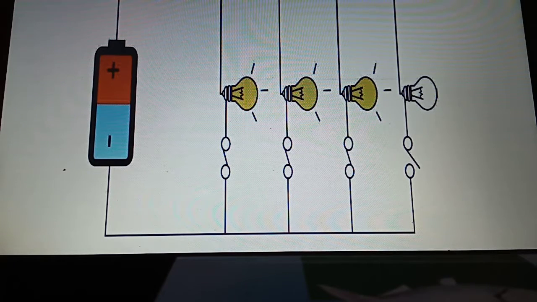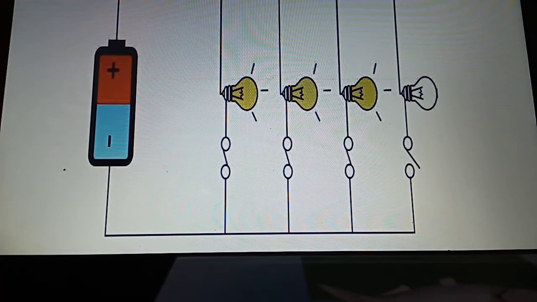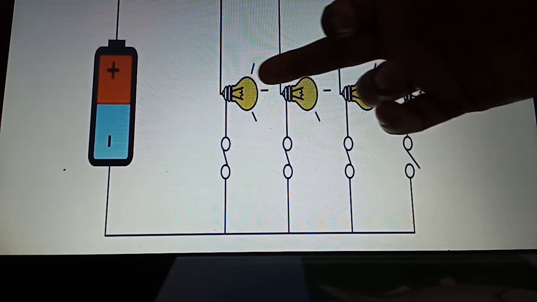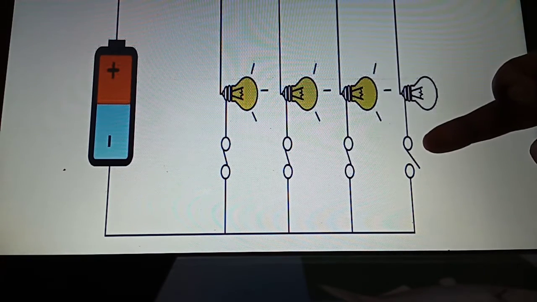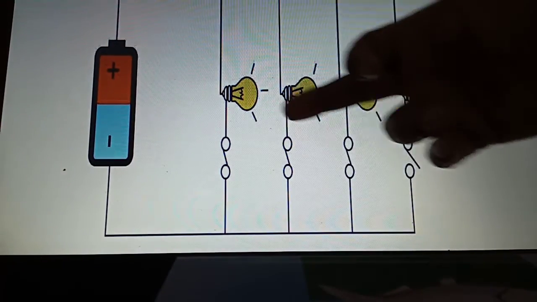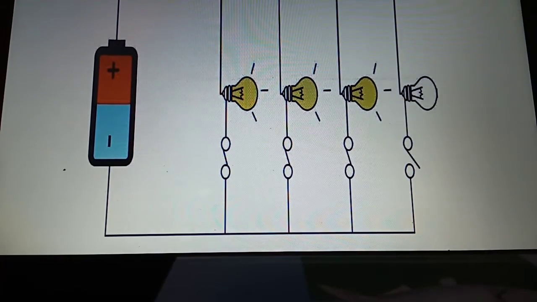Now the circuit connections are of two types. One is series connection, another one is parallel combination. You see here, this is parallel combination. That means 4 bulbs are here, they are parallel to each other, and they are connected by separate switches. So if we close these switches, then these 3 bulbs are lighting. If one switch is open, then this bulb is not lighting. That means we can use the electric equipments according to our need, with the help of parallel combination.